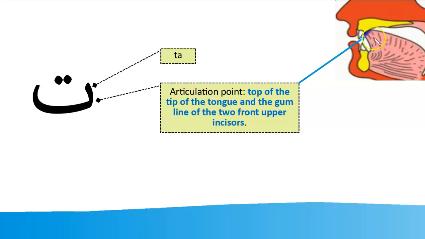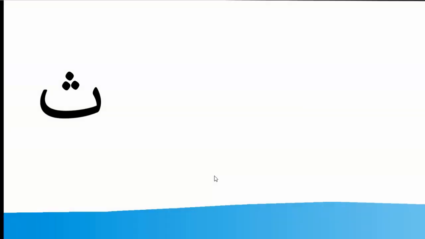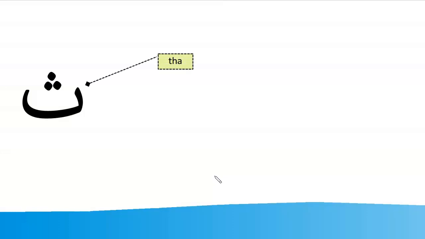That's way too sharp than we want it to be. It has to touch the gum line. When it touches the gum line, it's not going to be too sharp. It's going to be ta, not tsa. As in the English word tip, and taqwa in Arabic. Taqwa means piety.